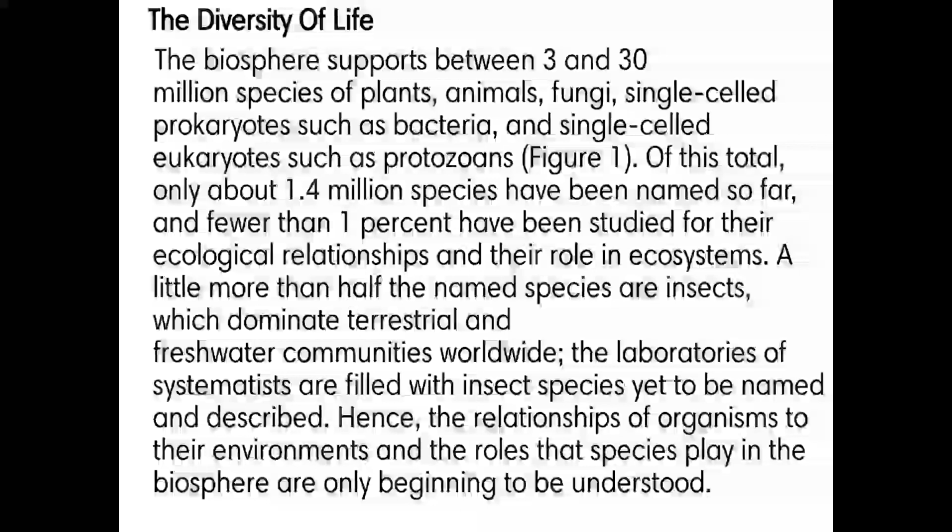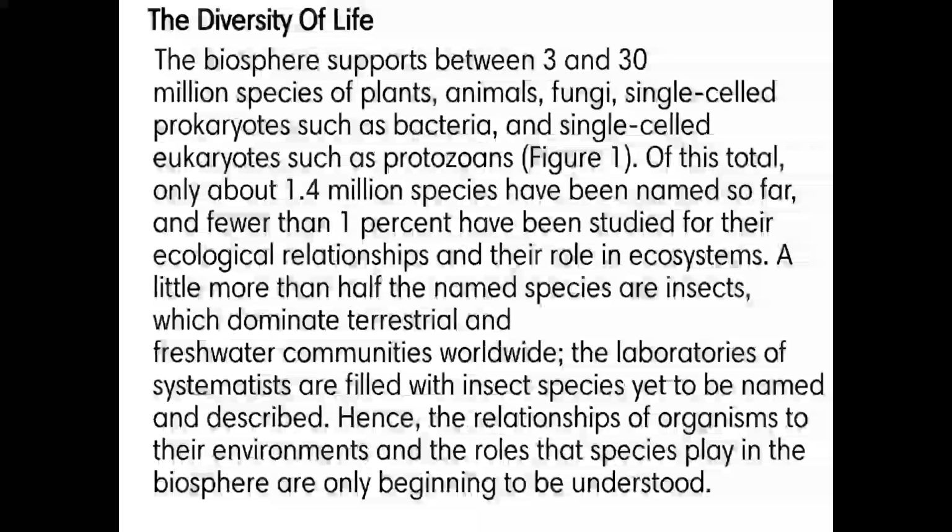The biosphere supports between 3 and 30 million species of plants, animals, fungi, single-celled prokaryotes such as bacteria, and single-celled eukaryotes such as protozoans. Of this total, only about 1.4 million species have been named so far, and fewer than 1% have been studied for their ecological relationships and their role in ecosystems.